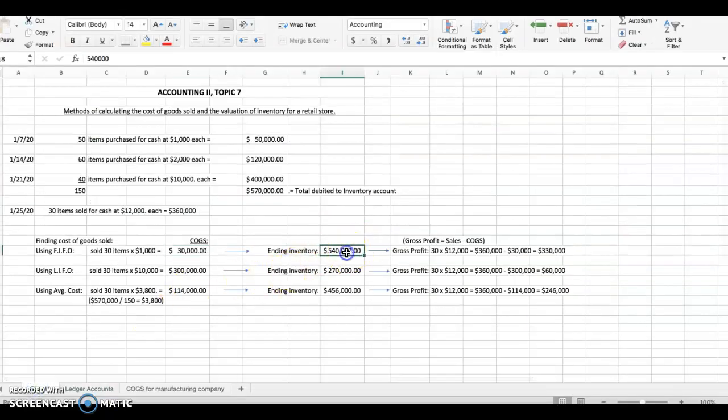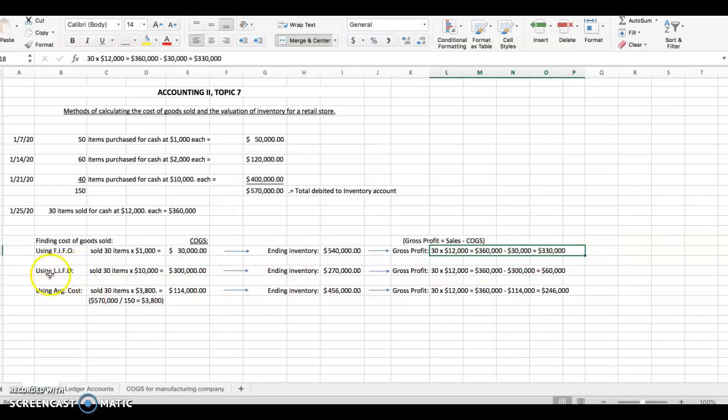To find gross profit then, we would take the amount of sales, the total sales for the entire period, which is just this one sale of $360,000, minus the cost of the goods sold. So our gross profit is $330,000.